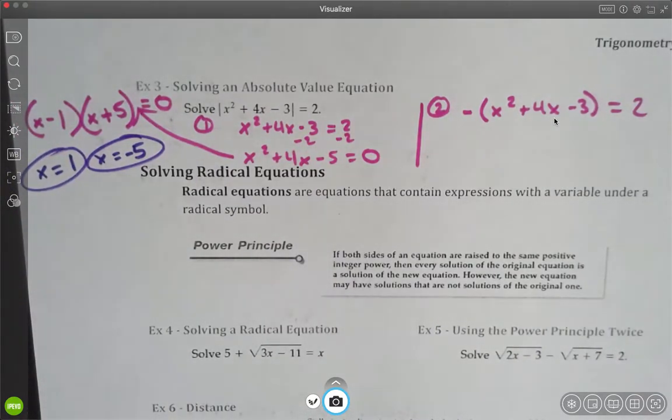Do we have to plug them back in? We have to plug both. You are supposed to, but I'm not going to because it doesn't say to check for extraneous solutions. We're gonna have 4 answers, yeah.